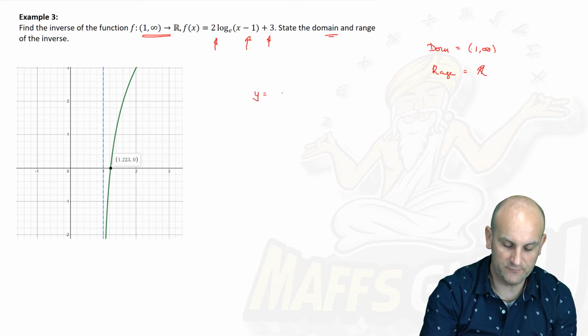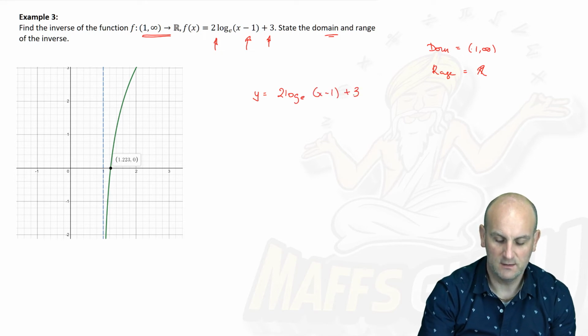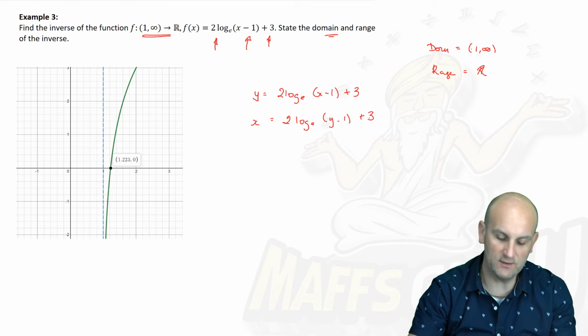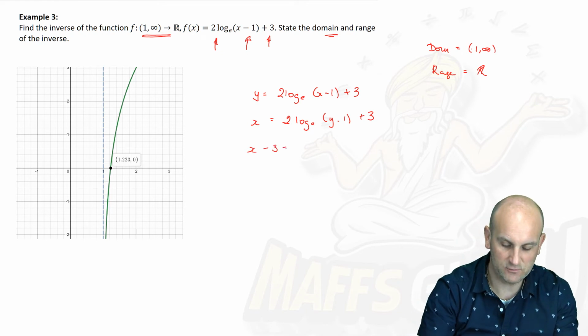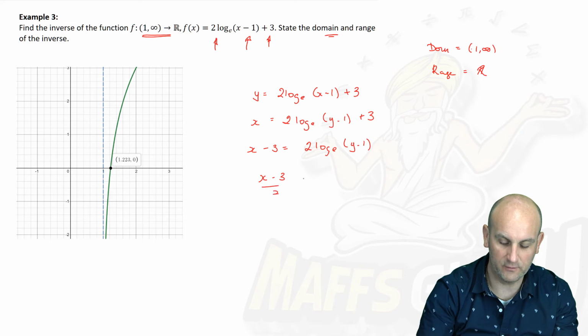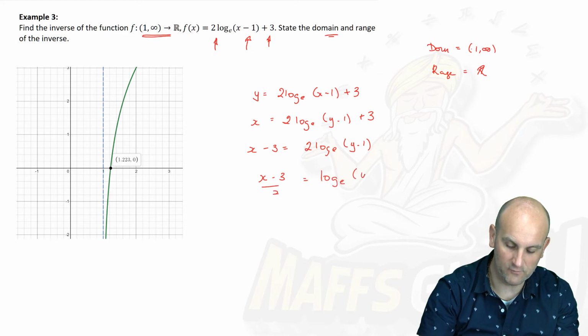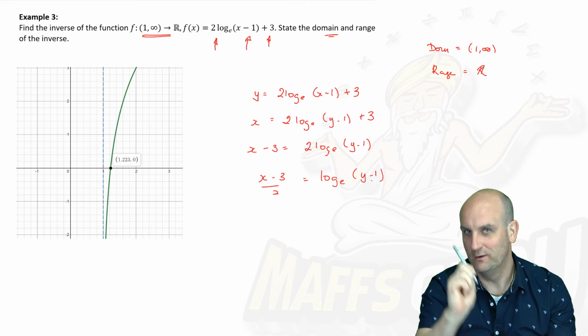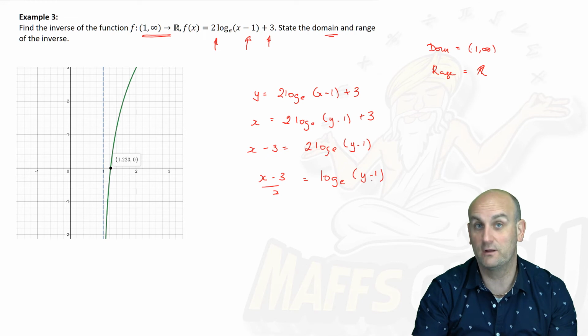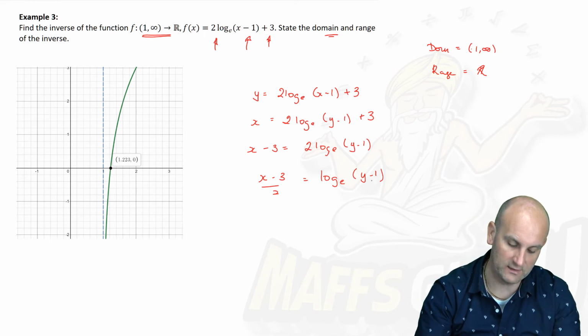So we've got my original function as y equals 2 log e of x minus 1 plus 3. So I'm going to swap my x and my y value to x equals 2 log e of y minus 1 plus 3. Okie dokie. So let's do it again. So we're going to get x minus 3 is 2 log e of y minus 1. And divide both sides by 2 gives me x minus 3 on 2 is equal to the log e of y minus 1. We can do this now because I've got a log on one side and I've got something else on the other side, and so I'm going to raise it all to the power of e to get rid of that log e.